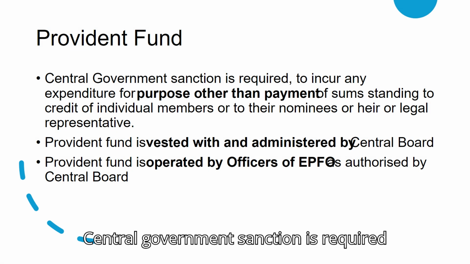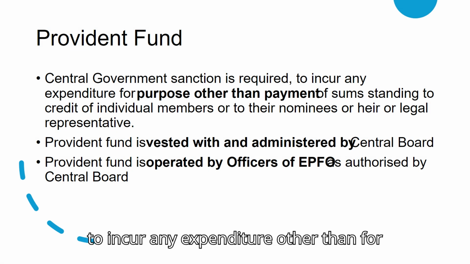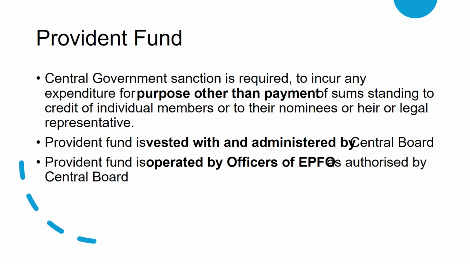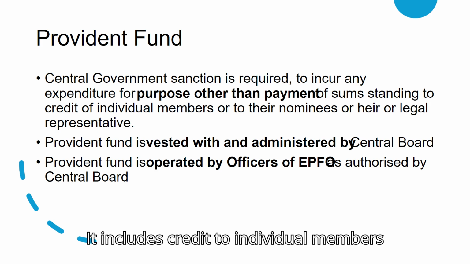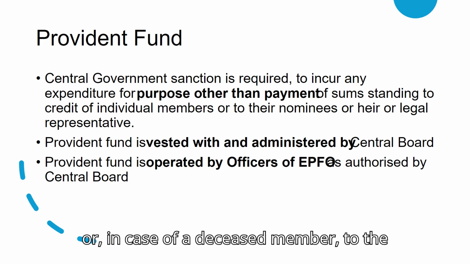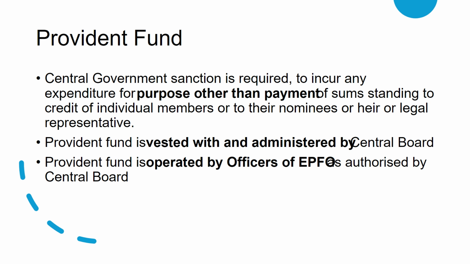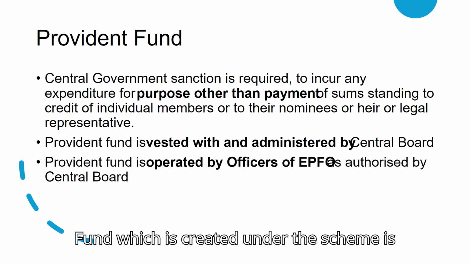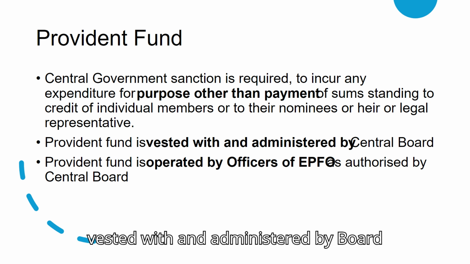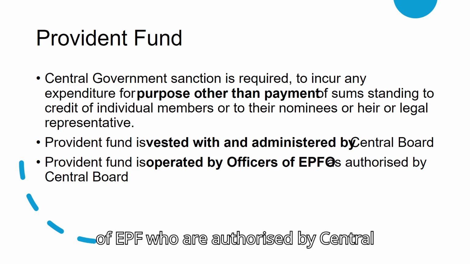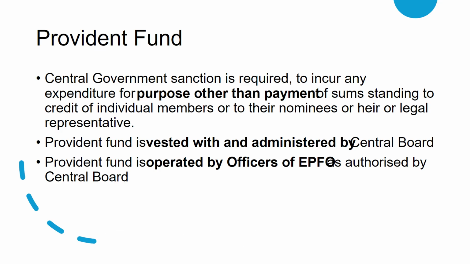Central government sanction is required to incur any expenditure other than for defined purpose as per Act. It includes credit to individual members or, in case of a deceased member, to the nominees, heir or legal representative. Fund which is created under the scheme is vested with and administered by the board, whereas the fund is operated by the officers of EPF who are authorized by the central board.